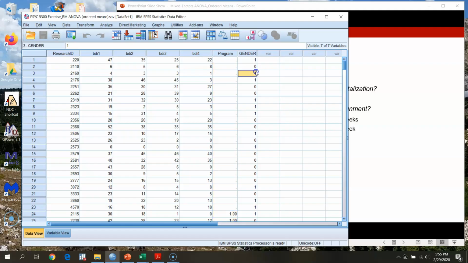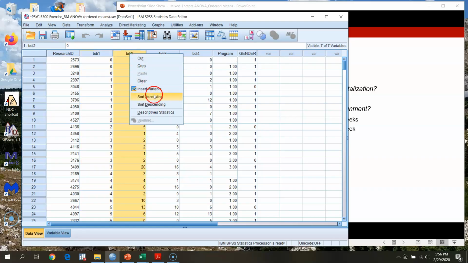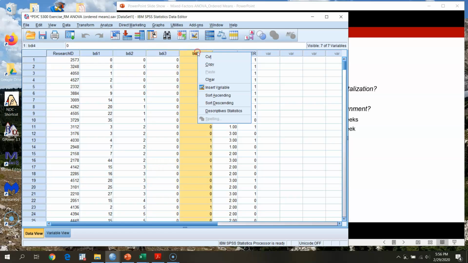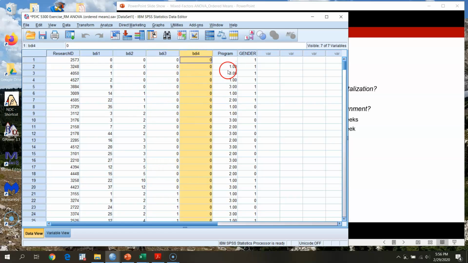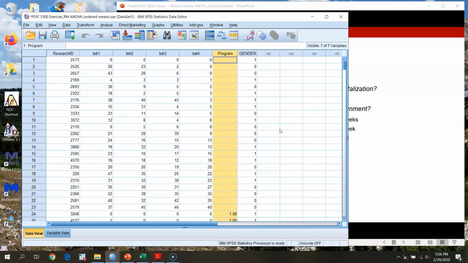We're not going to worry about screening this. The only thing that I will do is take a look and see if we've got missing data. So I'm just sorting here in SPSS. Our depression scores look all good. We're not missing any depression scores, but it looks like we have some missing scores in program.